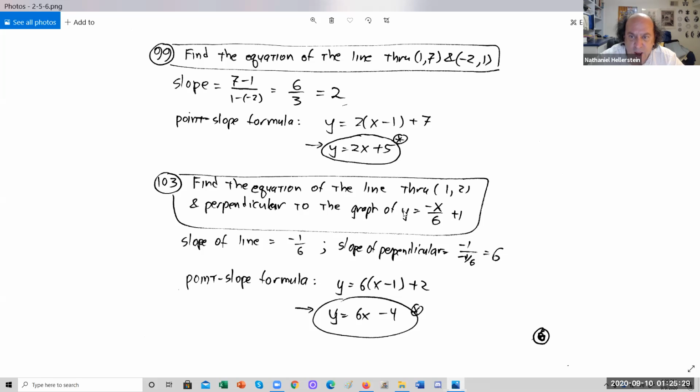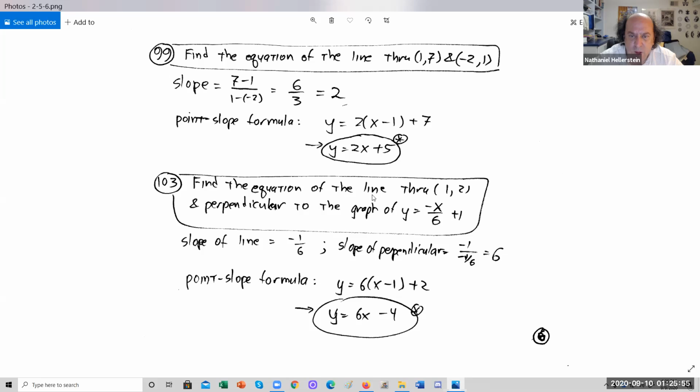Find the equation of the line through 1 by 2 and is perpendicular to the graph of y equals negative x over 6 plus 1. Now this is the equation of a line with a slope of negative 1 over 6. And the perpendicular has negative reciprocal slope. It'll be negative 1 over negative 1/6. Negatives cancel, reciprocals cancel, it's 6.